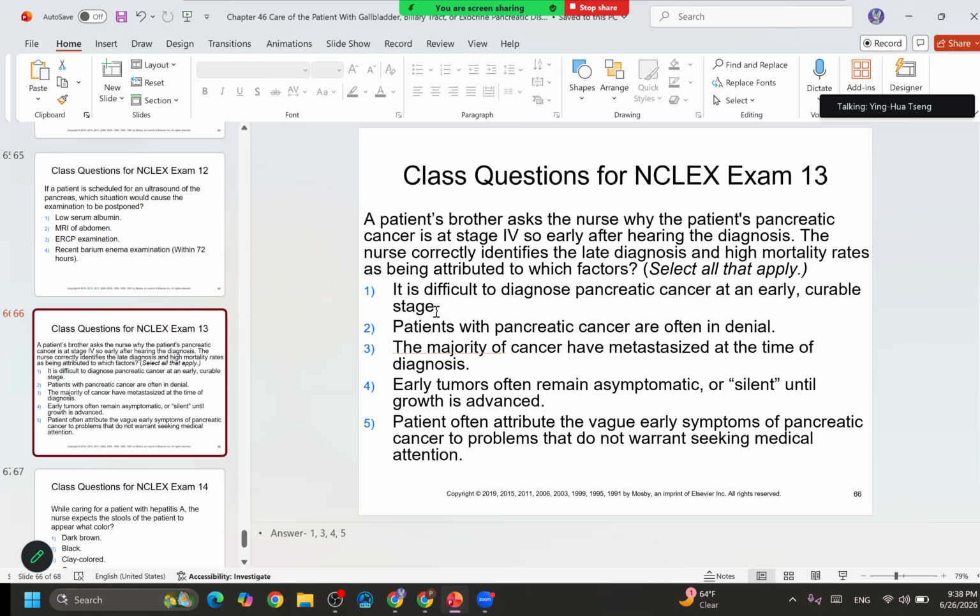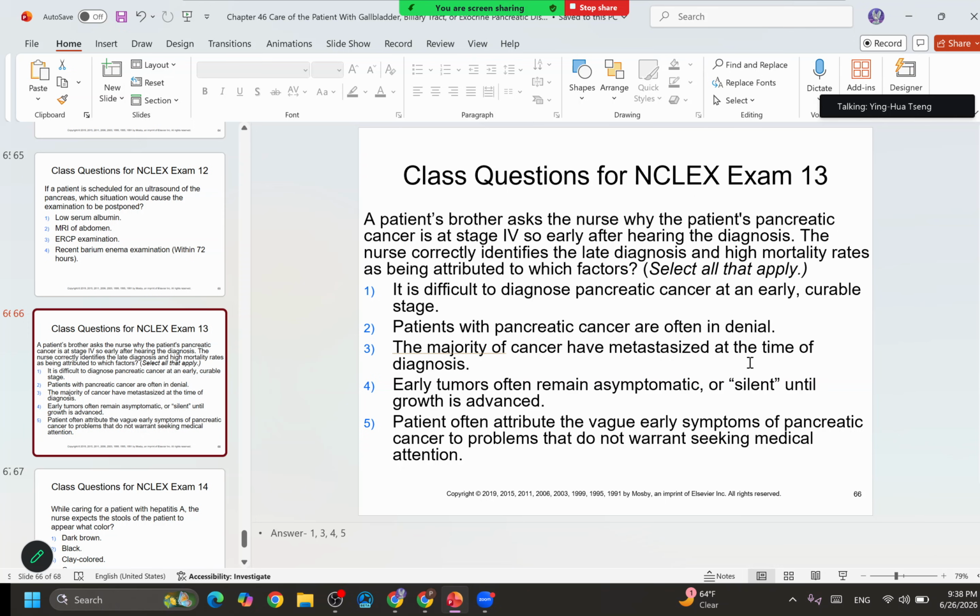Okay, number 2. Patients with pancreas cancer are often in denial. Oh no, it doesn't matter. Some people don't deny. We cannot assume every patient will deny. So number 3, the majority of cancers have metastasis at the time of diagnosis. Yes, pancreas cancer spreads fast.